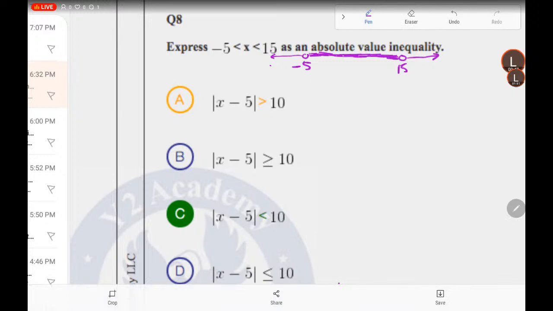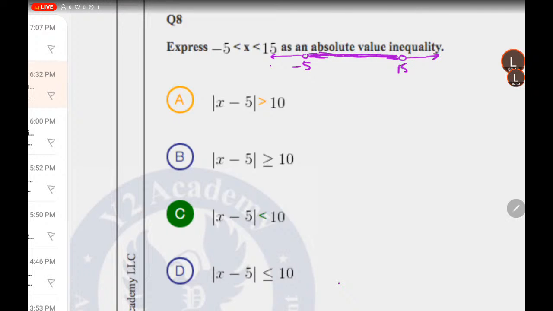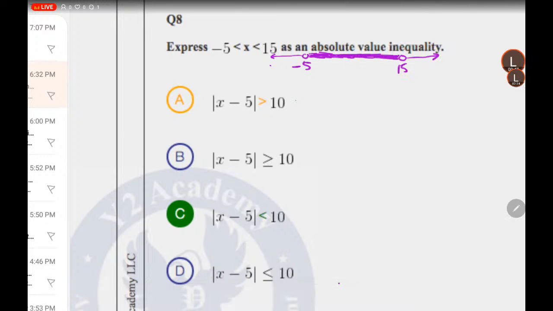So if we look at a number line, the x's that are between -5 and 15 are shown there in a dark purple line. Those are all the numbers that are in between -5 and 15, not including the endpoints, -5 or 15. So we want to show that in absolute value inequality. And actually, looking at the number line, it's a lot easier to understand.